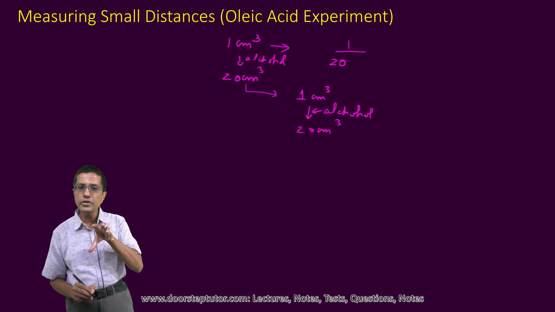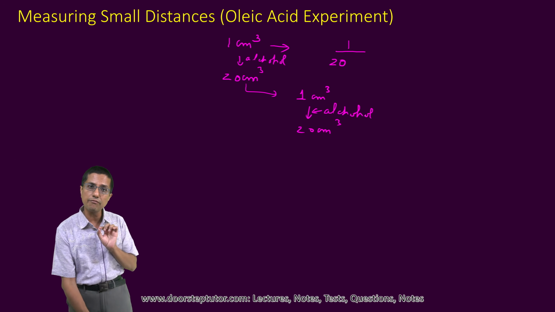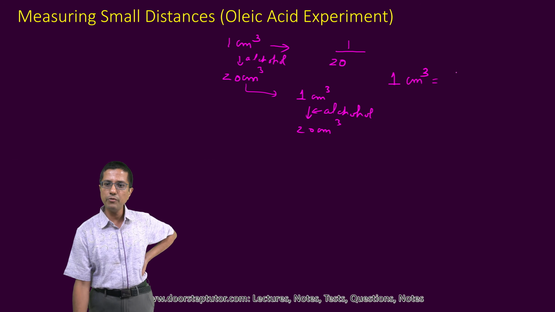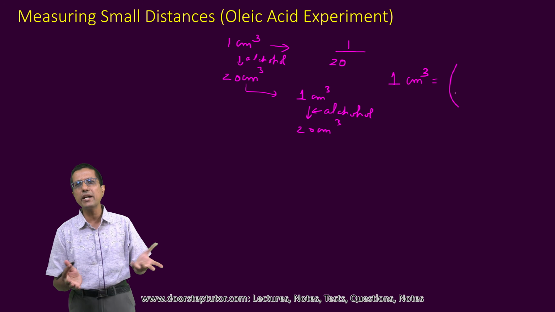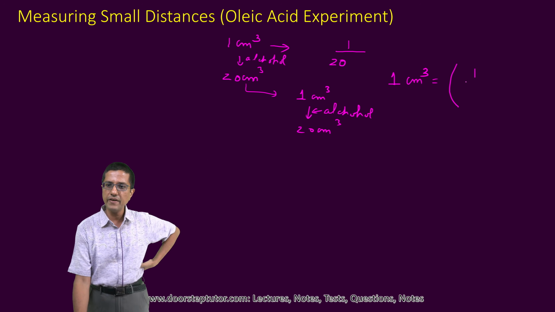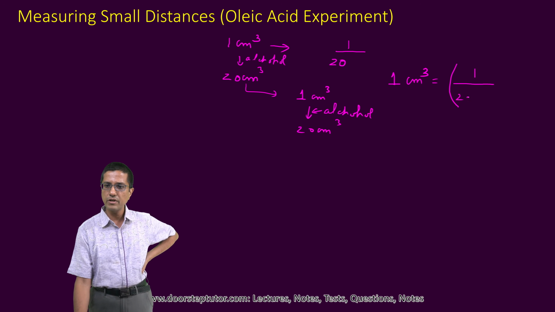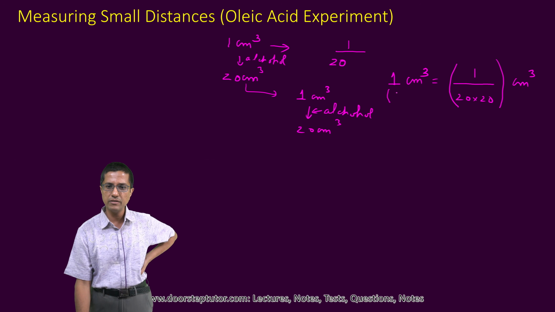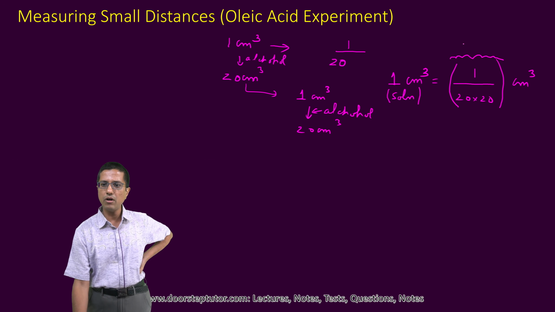So in the final solution, if I take 1 centimeter cube of final solution, what would be my amount of oleic acid? Alcohol would eventually evaporate, so we are not really concerned about that. We are only concerned about the oleic acid, because that is the molecule whose length we are interested in. That of course will be 1 by 20 into 1 by 20 centimeter cube. That much we can appreciate, that in 1 centimeter cube of my solution, there will be this much amount of oleic acid.